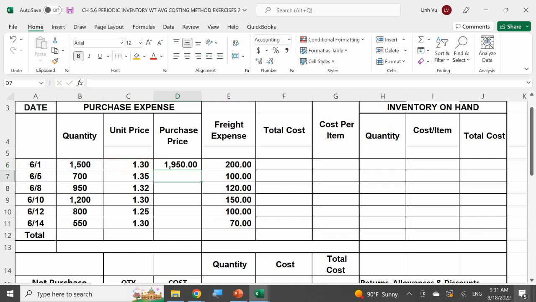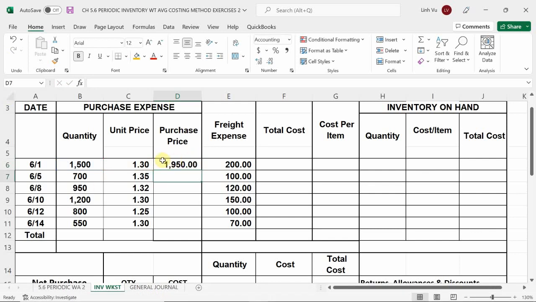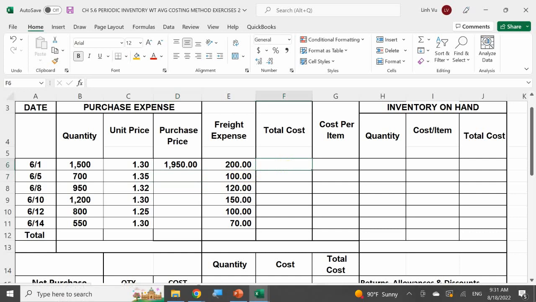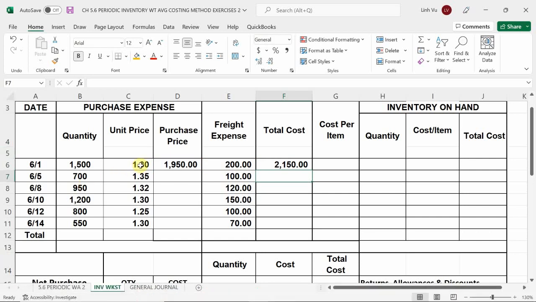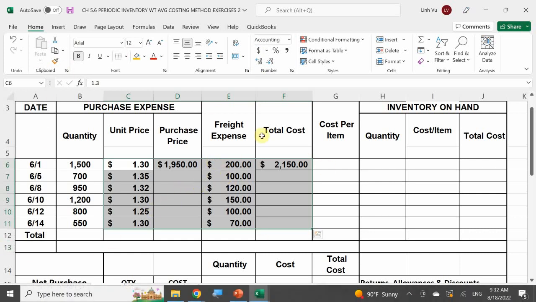$19.50. Plus $200 freight, that's $21.50. Because we know we have a bunch of inventory, no need to do a cost per item. Second one, on June 5th, we purchased 700 units at $1.35 purchase price.